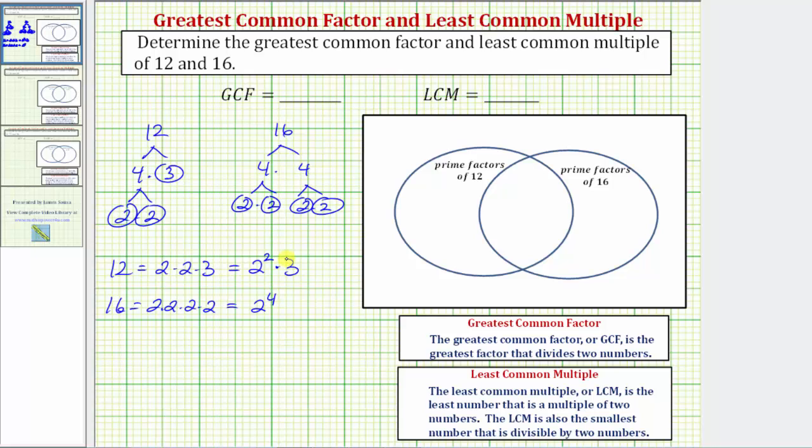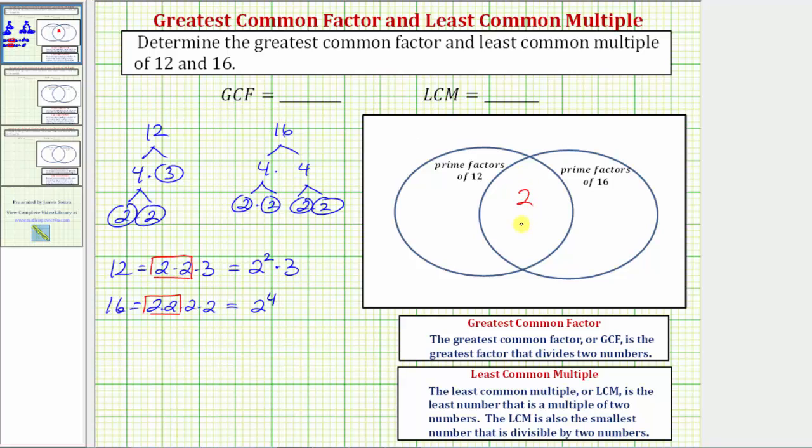Now let's look at our Venn diagram. We want the set on the left, or this set here, to contain the prime factors of 12, and the set on the right to contain the prime factors of 16. This overlapping region, or the intersection of these two sets, would contain the prime factors that are in both 12 and 16. So looking at the prime factors of 12 and 16, notice how they have two factors of 2 in common, which means two 2's would be in the intersection or the overlapping region of these two sets.